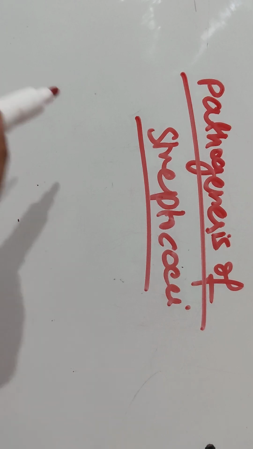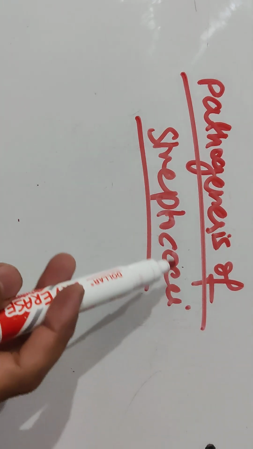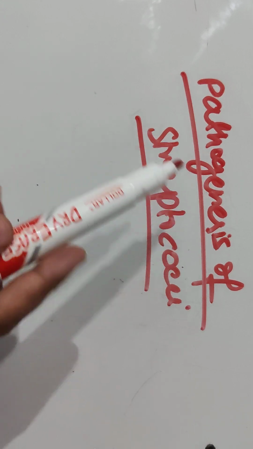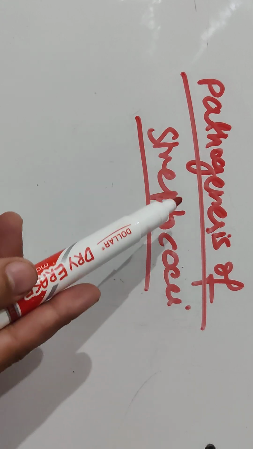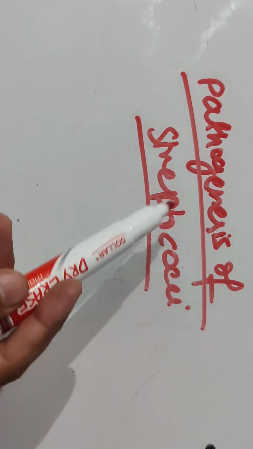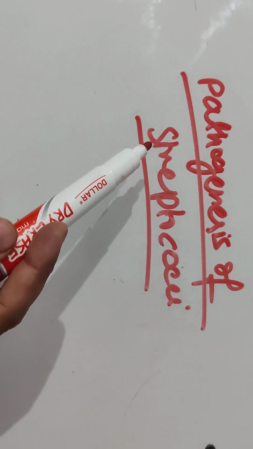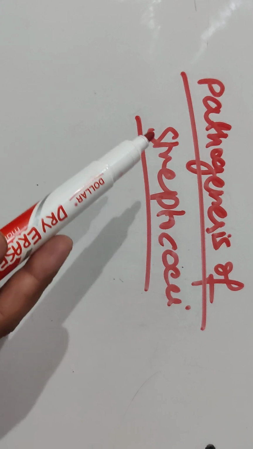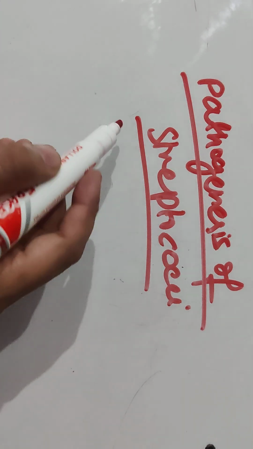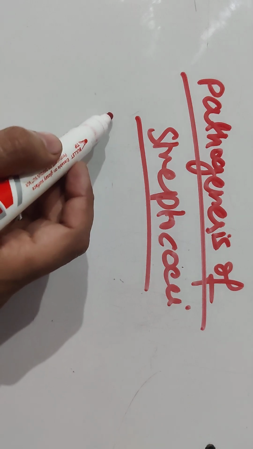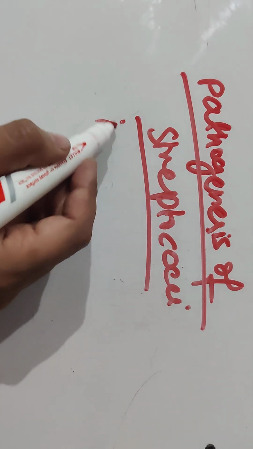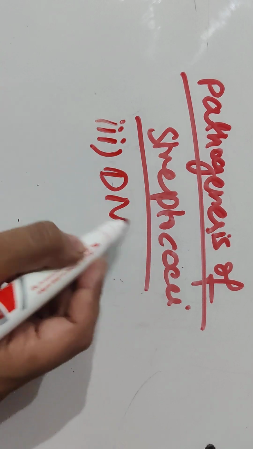Hello students, let's continue pathogenesis of streptococci. In the previous lecture we discussed pathogenesis of streptococci, group A streptococci, three mechanisms which cause disease. Also we will discuss enzymes of group A streptococci which cause disease. First two enzymes we will discuss in detail, hyaluronidase and streptokinase. Third enzyme is DNase.